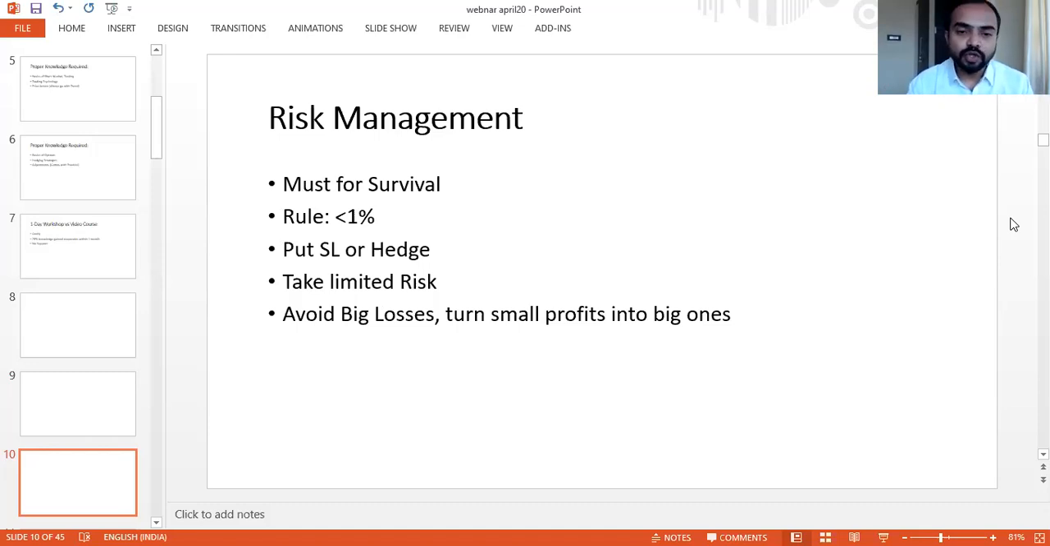Before taking any trade, you should know how much risk you are taking. Like if I take a trade, I know that I'm risking 1000 rupees in this trade. So I'm very much comfortable here. Define your risk, take limited risk, avoid big losses. So how can we avoid big losses? There's only one way: accept small losses. So how can we accept small losses? Put stop loss or hedge your positions. Very simple.